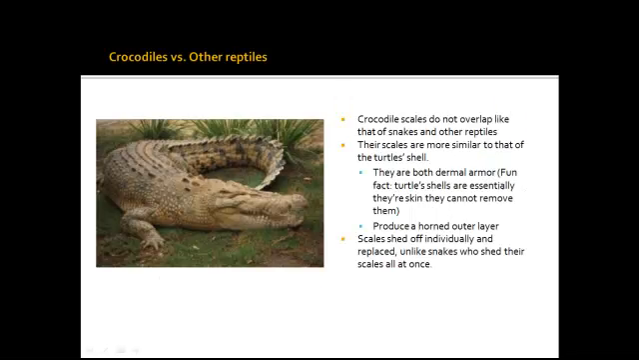Alright, so crocodiles versus other reptiles. Crocodile scales do not overlap like that of snakes and other reptiles. Their scales are more similar to that of a turtle shell. A turtle shell and crocodile scales are both considered dermal armor, and they both produce a horned, ridged outer layer. As for a crocodile, they shed their scales individually and replace them individually, unlike snakes who shed their scales all at once and have a new coat underneath.